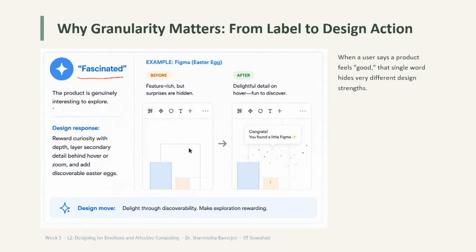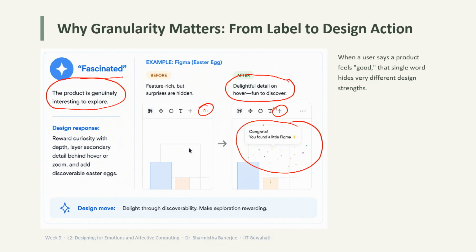So here the product is genuinely interesting to explore. That is what I am trying to do. So I take the example of Figma. So Figma has a lot of features and they can be hidden. So let's say I know if I click over here, I can identify that hidden feature. However, I can also do something delightful. Delightful detail on hover, fun to discover. So I go and hover onto some feature. Let's say this is new and I hover over there and it gives me a micro animation and says, congrats, you found a little Figma. So the delight through discoverability makes exploration rewarding.